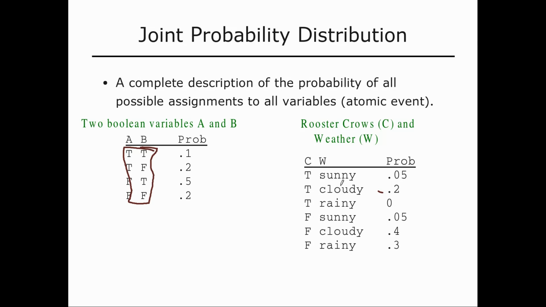The situation is the same if we have non-Boolean valued random variables. We just have more entries in our table for our joint probability distribution. So these are all of the possible ways that the world might be if we're interested in only these two random variables, the rooster crows and the weather. So the rooster may crow, rooster may not crow, and for every decision that the rooster makes, the weather could be in one of its three possible states. And it looks like the rooster never crows when it's rainy.